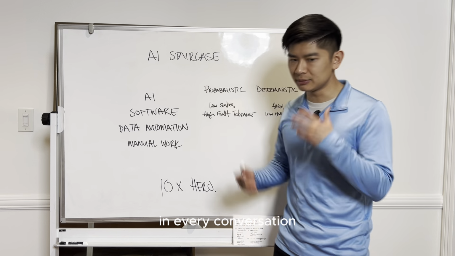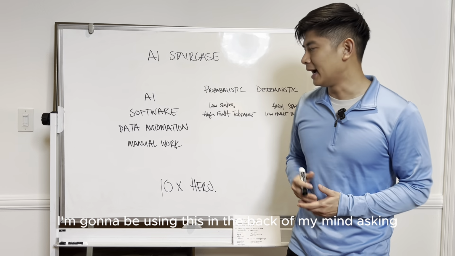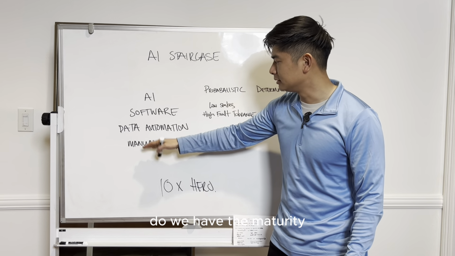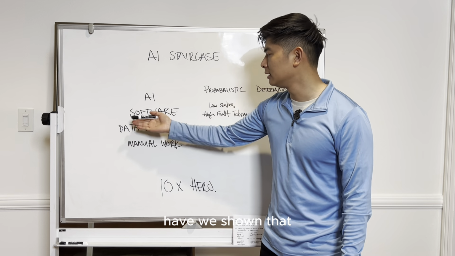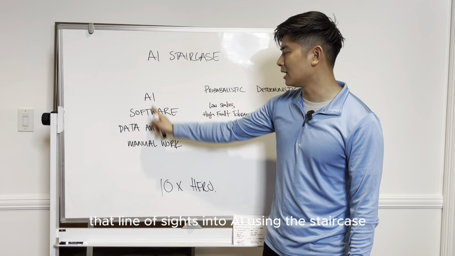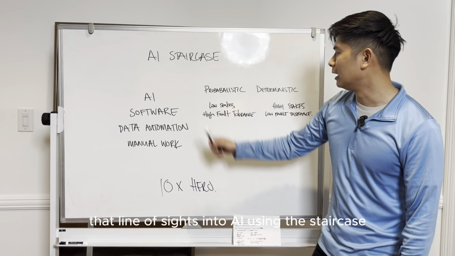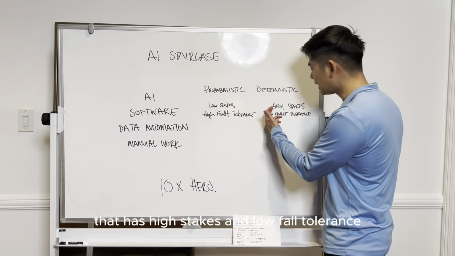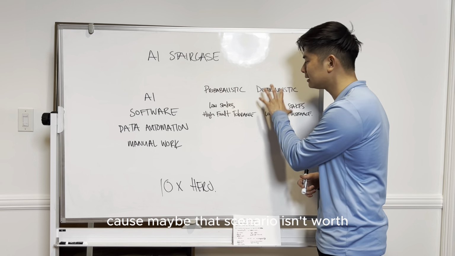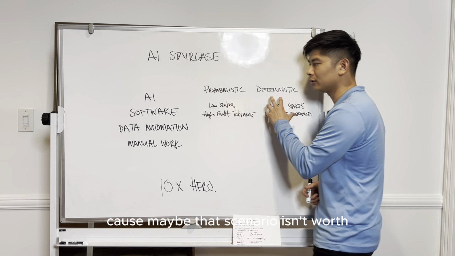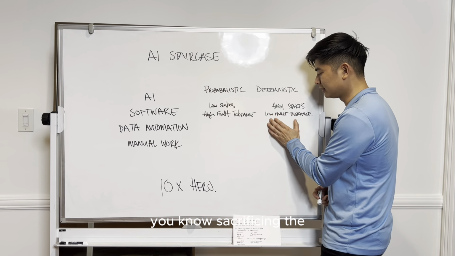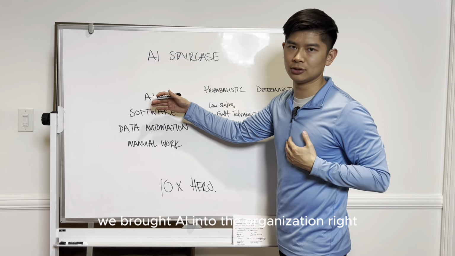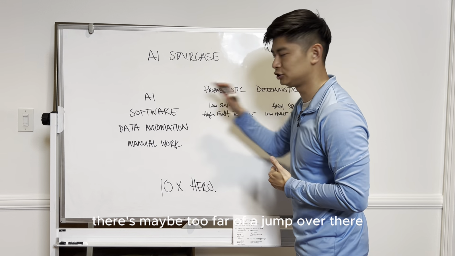In every conversation, I'm going to be using this in the back of my mind, asking, okay, whatever business process you have, do we have the maturity and have we shown that line of sight into AI using the staircase? Are we talking about a very deterministic process that has high stakes and low fault tolerance? Because maybe that scenario isn't worth sacrificing the security and the deterministic nature of it just so we can say that we brought AI into the organization, right? There's maybe too far of a jump over there.